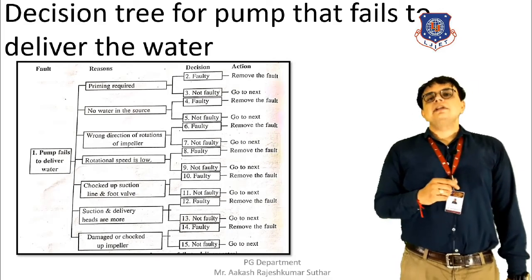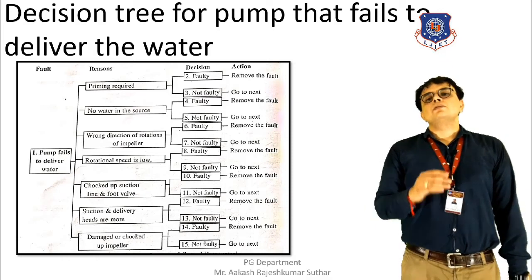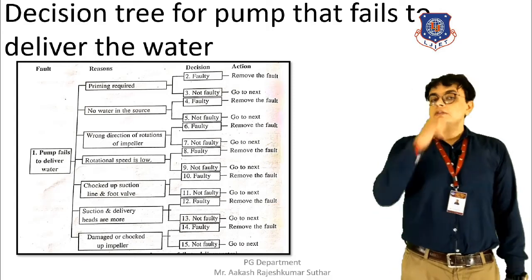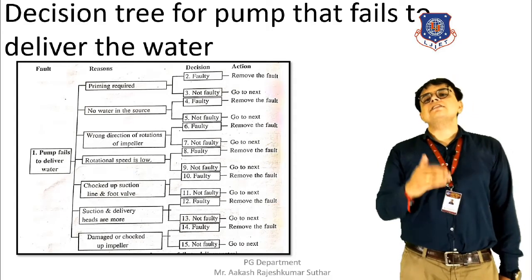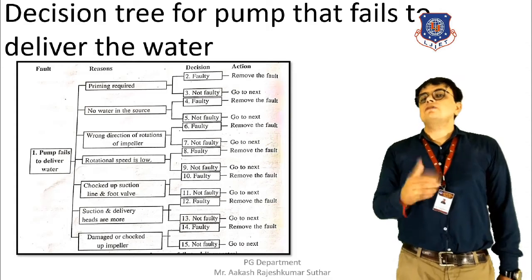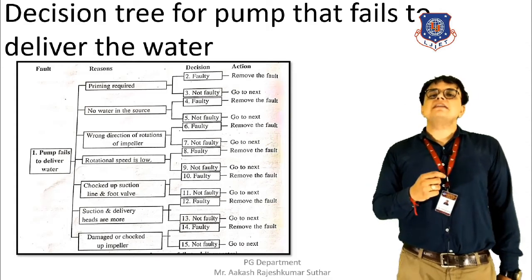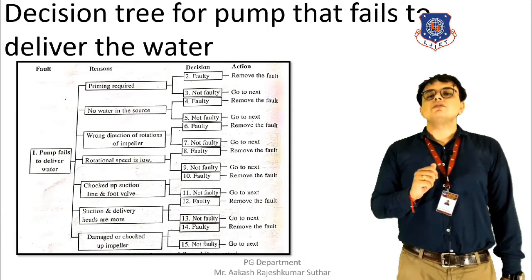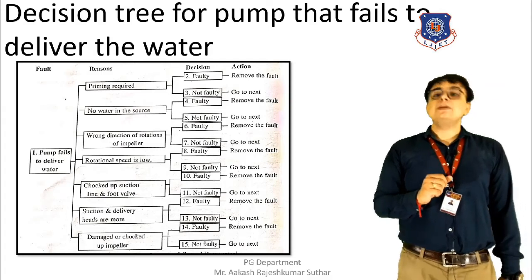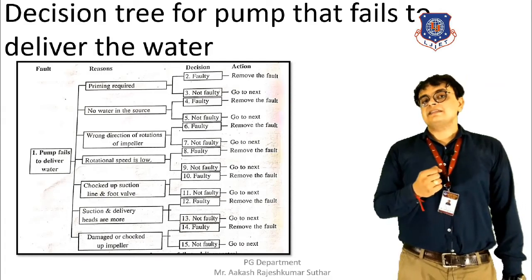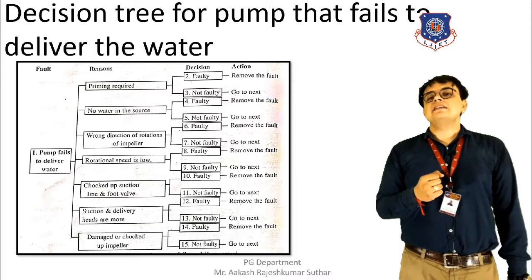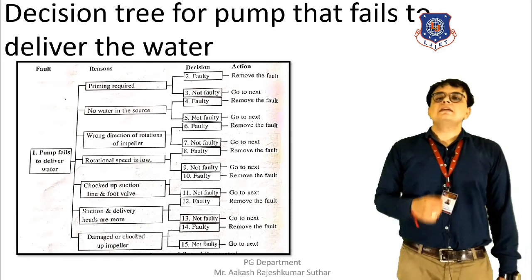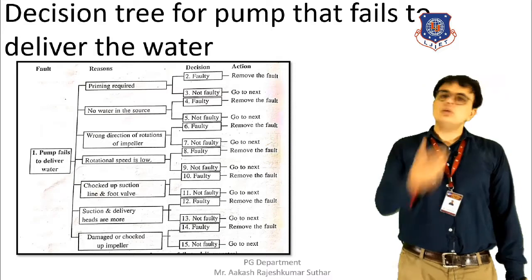The next reason is no water in the source. So if this reason of no water in the source, which means the source is having no water, was found guilty, or we can say that if this reason is causing the occurrence of the fault, then in the decision we should write faulty, and in the activities corresponding to that decision we should write remove the fault. But if water is being found in the source and this reason is not faulty, then in the activities corresponding to this decision we should write move towards the next reason. Go to the next reason.